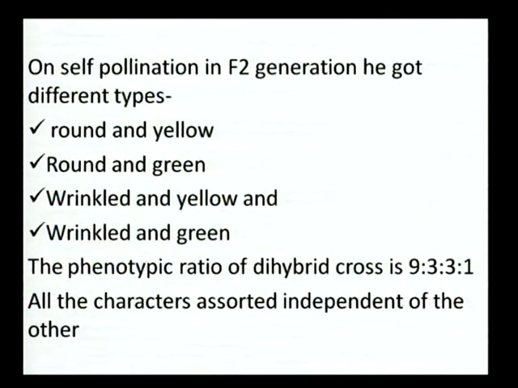On self-pollination, in the second generation he got different types: round and yellow in color, round and green in color, wrinkled and yellow, and wrinkled and green. The phenotypic ratio of dihybrid cross is 9:3:3:1. All the characters assorted independent of the other.